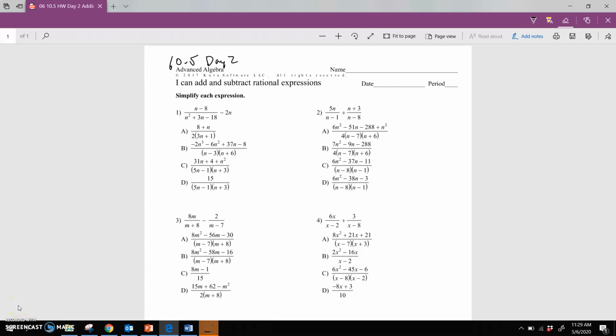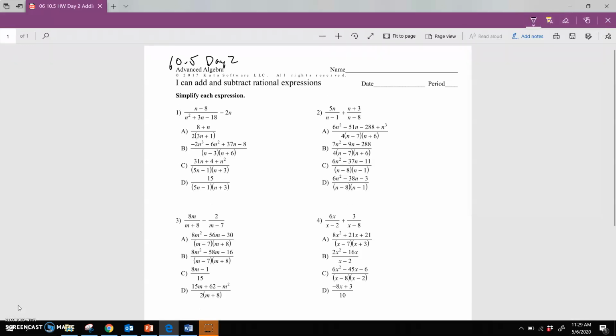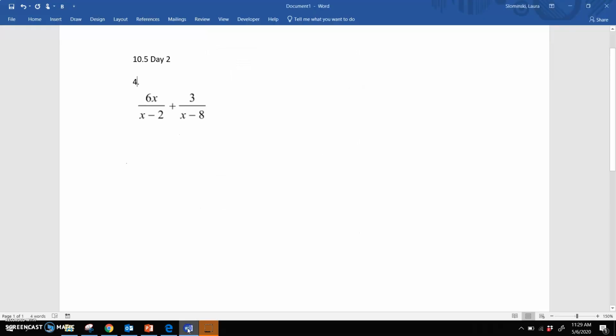Here I'm going to look at 10.5 day 2, problem number 4, where we are adding two fractions together. You can see that it is multiple choice once again, so we'll come back and check for our answers.